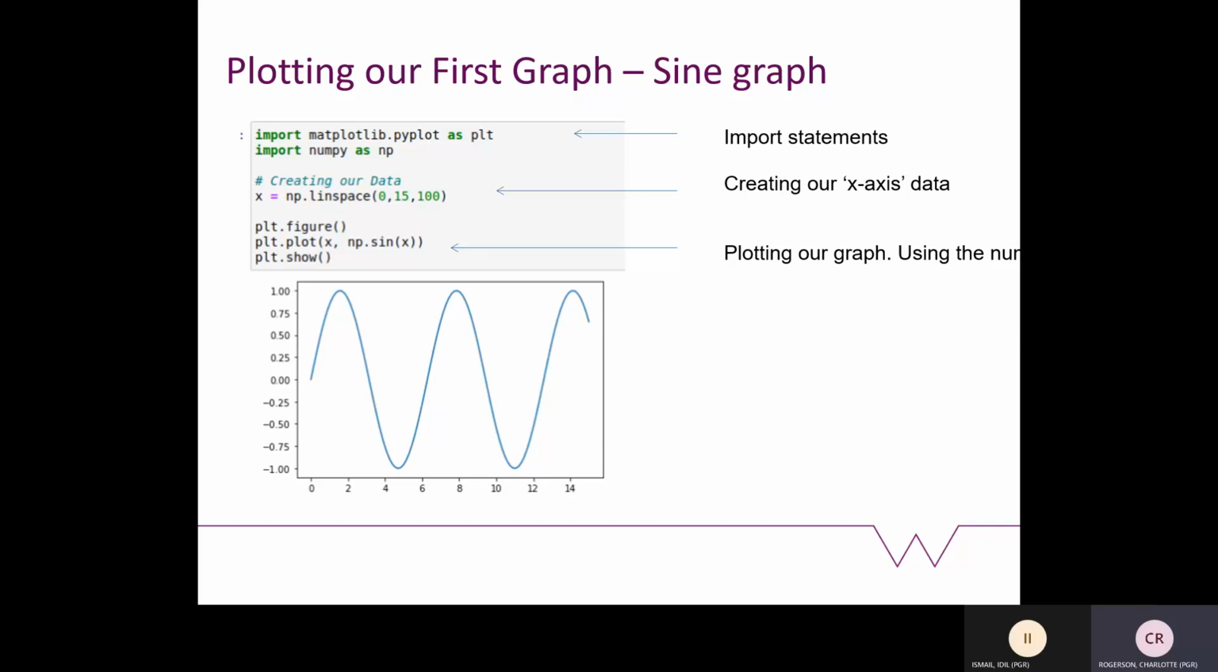So first, we create our X data. The NumPy linspace function in this case generates 100 data points ranging from 0 to 15, all equally spaced, and these are going to be our x values.